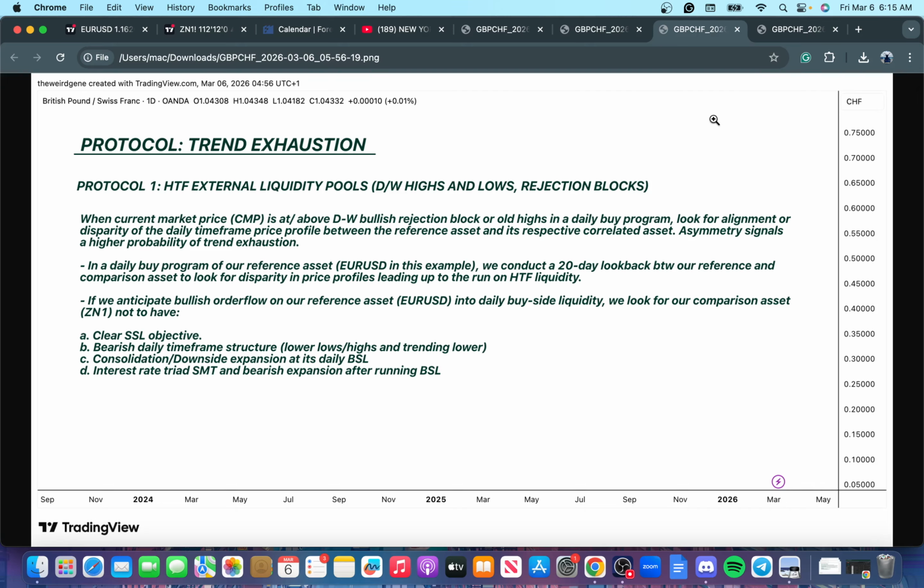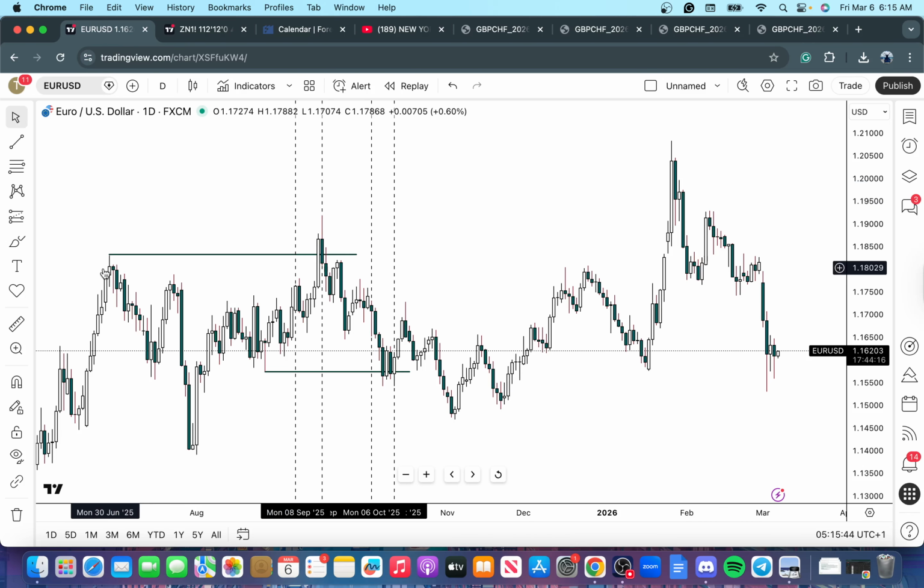Now, what is a liquidity pool? Again, remember, higher time frame liquidity pools come in the form of rejection blocks, which are the bodies of the candle, or old highs, for a bullish example. So if we go back to the concept of a liquidity pool, we understand that liquidity pools are areas where institutional flow will dump positions.